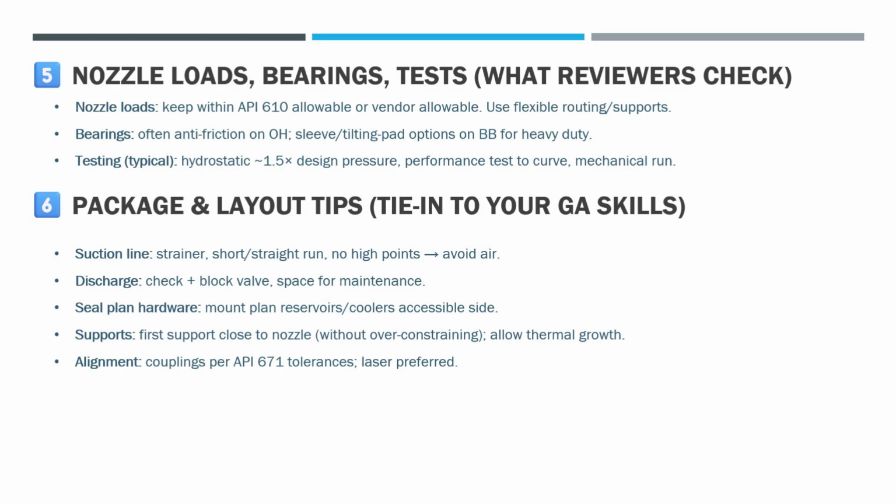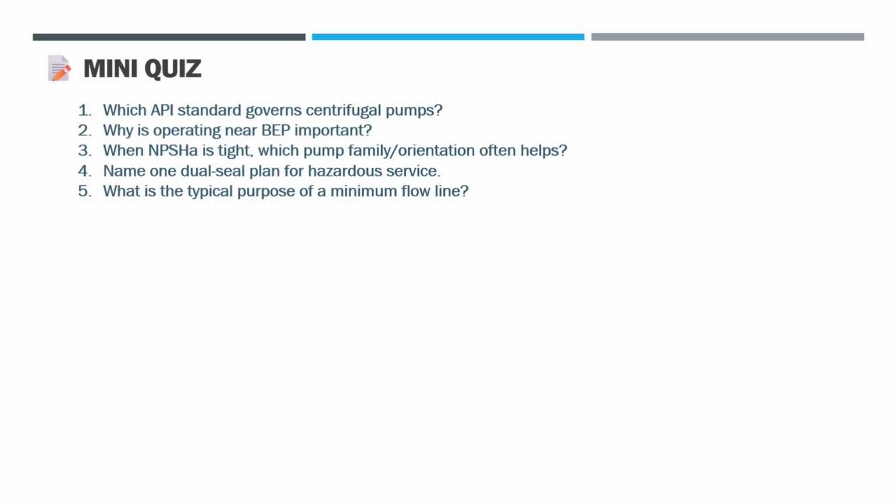Supports: first support close to nozzle, but don't over-constrain. Allow for thermal growth. Alignment: couplings must meet API 671 tolerances. Laser alignment preferred. Mini quiz, let's check your knowledge.